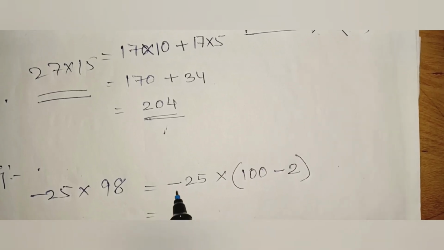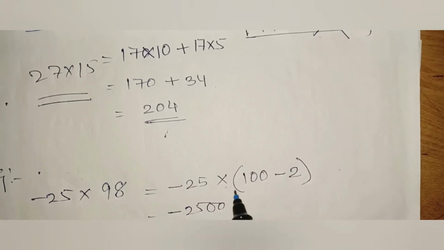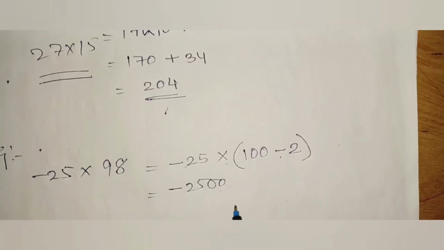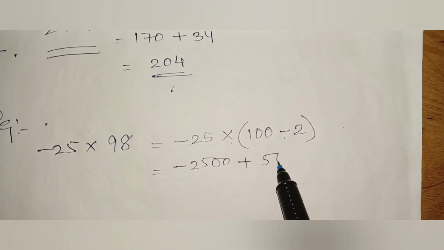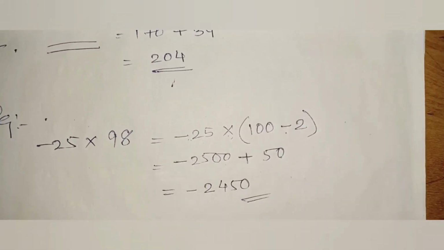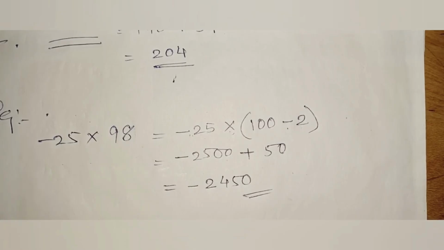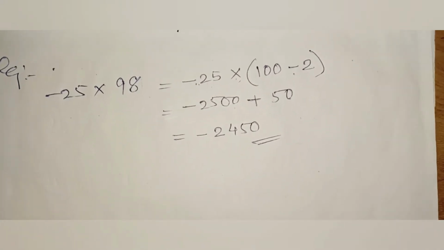We can, right? So minus 25 into 100 is minus 2500. And minus 25 into minus 2. And what was the rule? Just recall the rule: minus into minus, minus minus will become plus, and 25 into 2 is 50. Then what will be the result? It is minus 2450. So this was quite easier to solve rather than multiplying these two numbers. So it is up to you how you use this. These are the properties which really make our work easier.